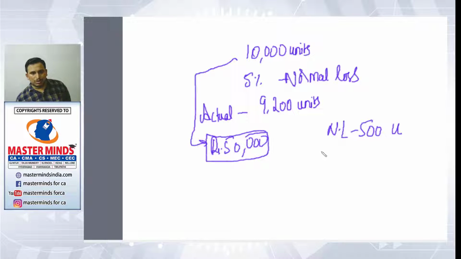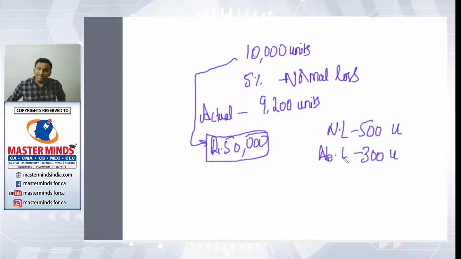Now what is abnormal loss, sir? When I say abnormal loss, from 10,000 if you reduce 500, you should have received 9,500. But actually you have received only 9,200, thus making 300 units an abnormal loss. Now how to account for it, sir? The point is very simple. Normal loss should be considered in the cost. Make it very clear. Normal loss should be considered in the cost.